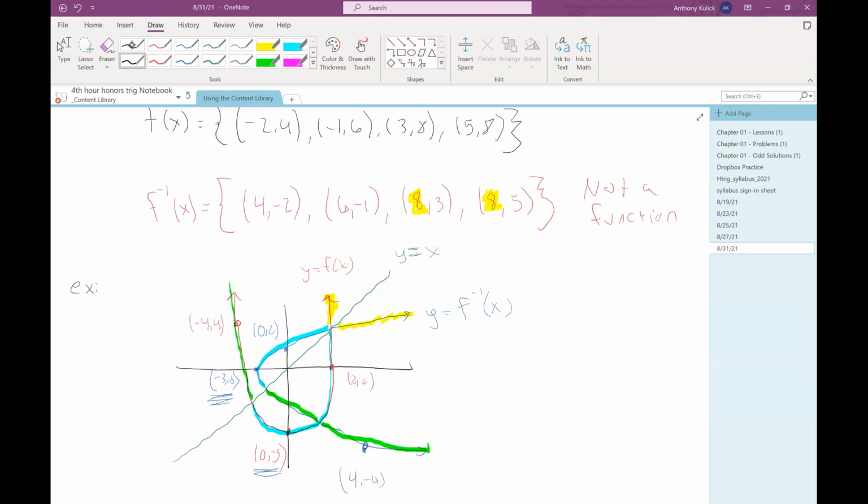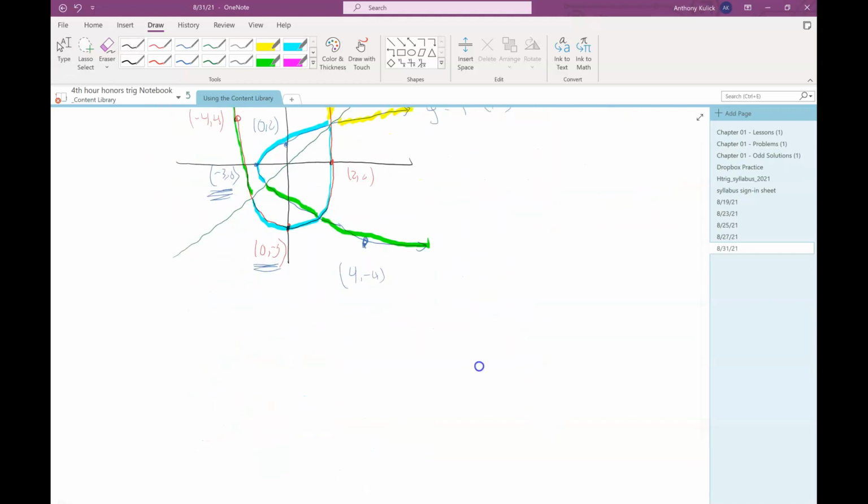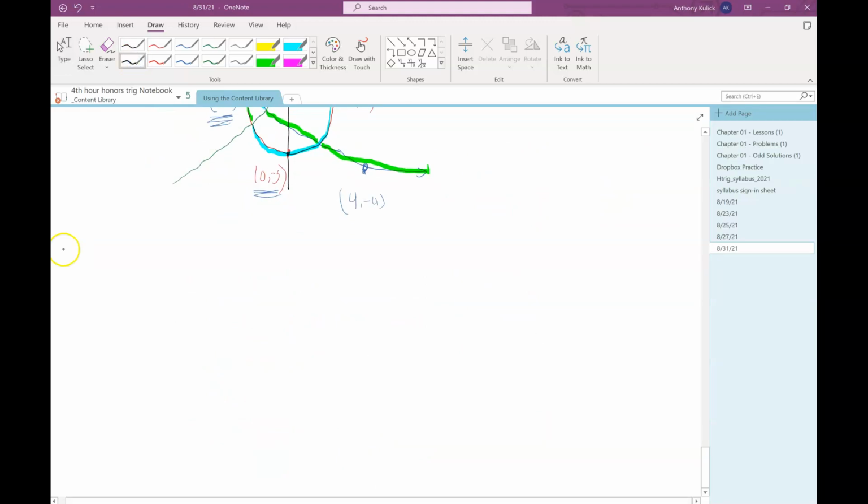What do you notice about this f inverse again? Not a function, right? So let's talk about how to tell if a function's inverse will be a function or not. Ideally, we'd like to be able to do that without having to find the inverse first. We'd like to just be able to look at our function and then make a determination. And it is possible to do that.